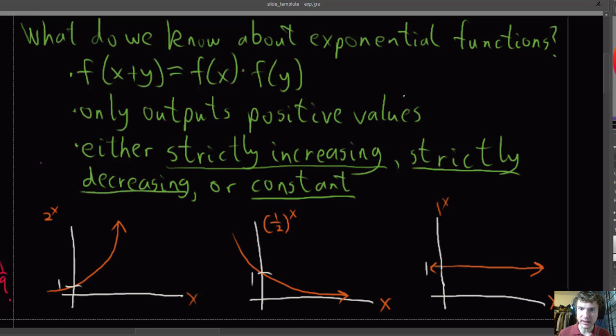Now that we've seen how to define an exponential function, like say 2 to the x, where x is any rational number, we want to review the properties that these exponential functions have before trying to generalize to the reals.